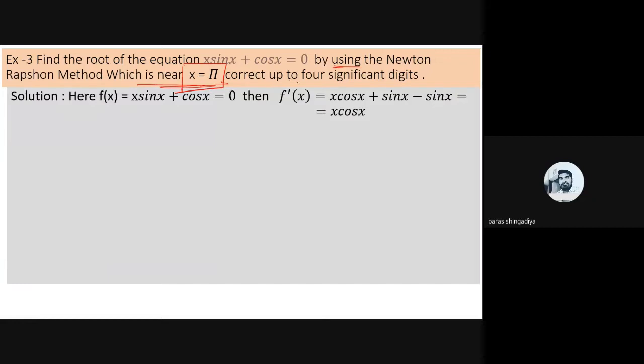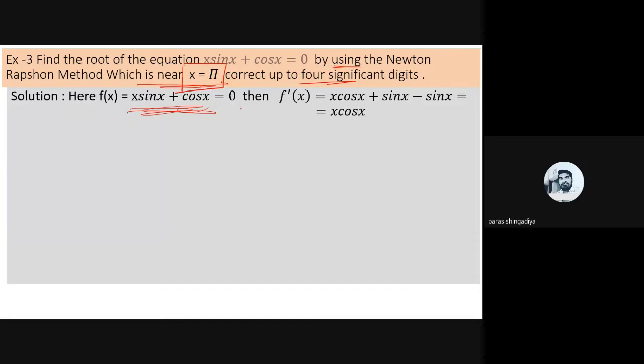Okay, correct up to 4 significant digits. So what is the meaning of that? We will check our answer correct up to 4 decimal places. Significant digit or 4 decimal place, both have the same meaning. So first we have the function f(x) is equal to x plus sin x plus cos x is equal to 0, and now we need its derivative. So let us check its derivative.